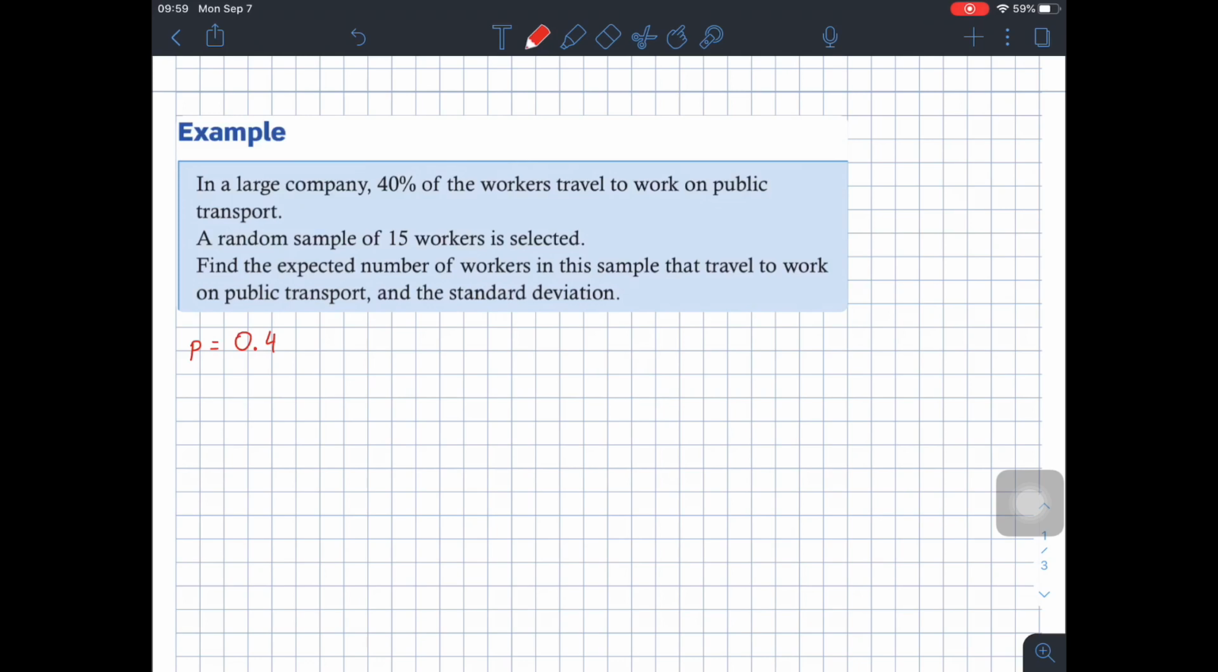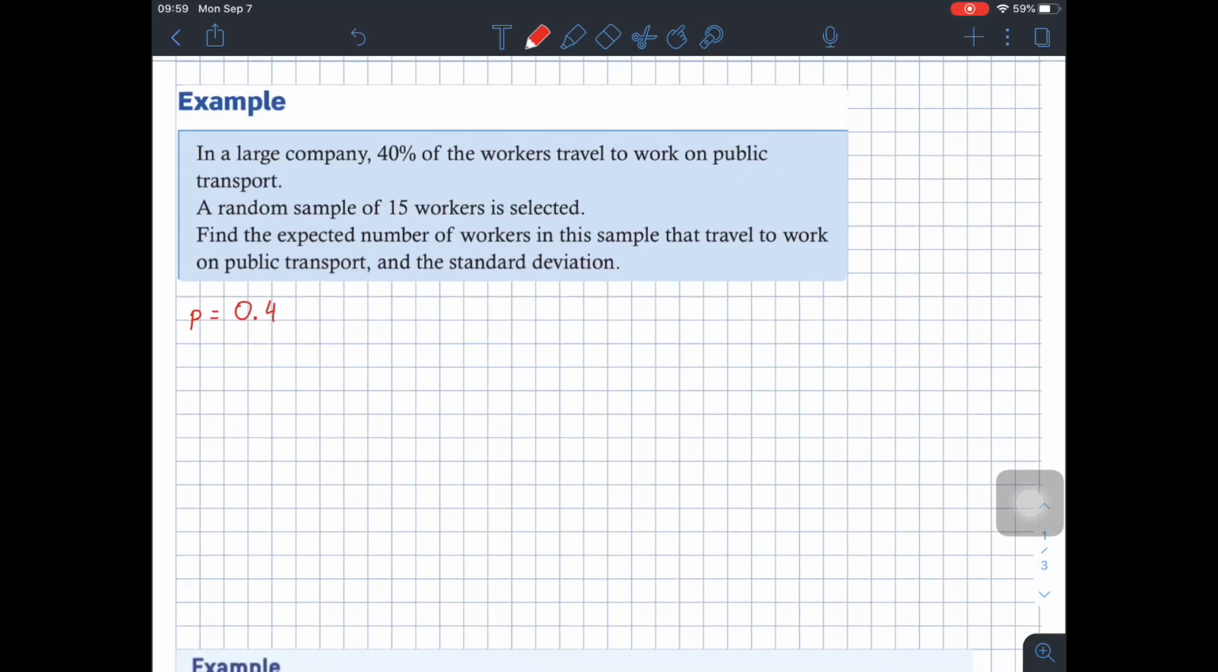So our success is that they go on public transport. That means that failing would be not going on public transport, right? And this is a binomial distribution because either you go on public transport or you do not go on public transport. Okay, then it says a random sample of 15 workers is selected. That means that our number of trials would be 15 in this case.